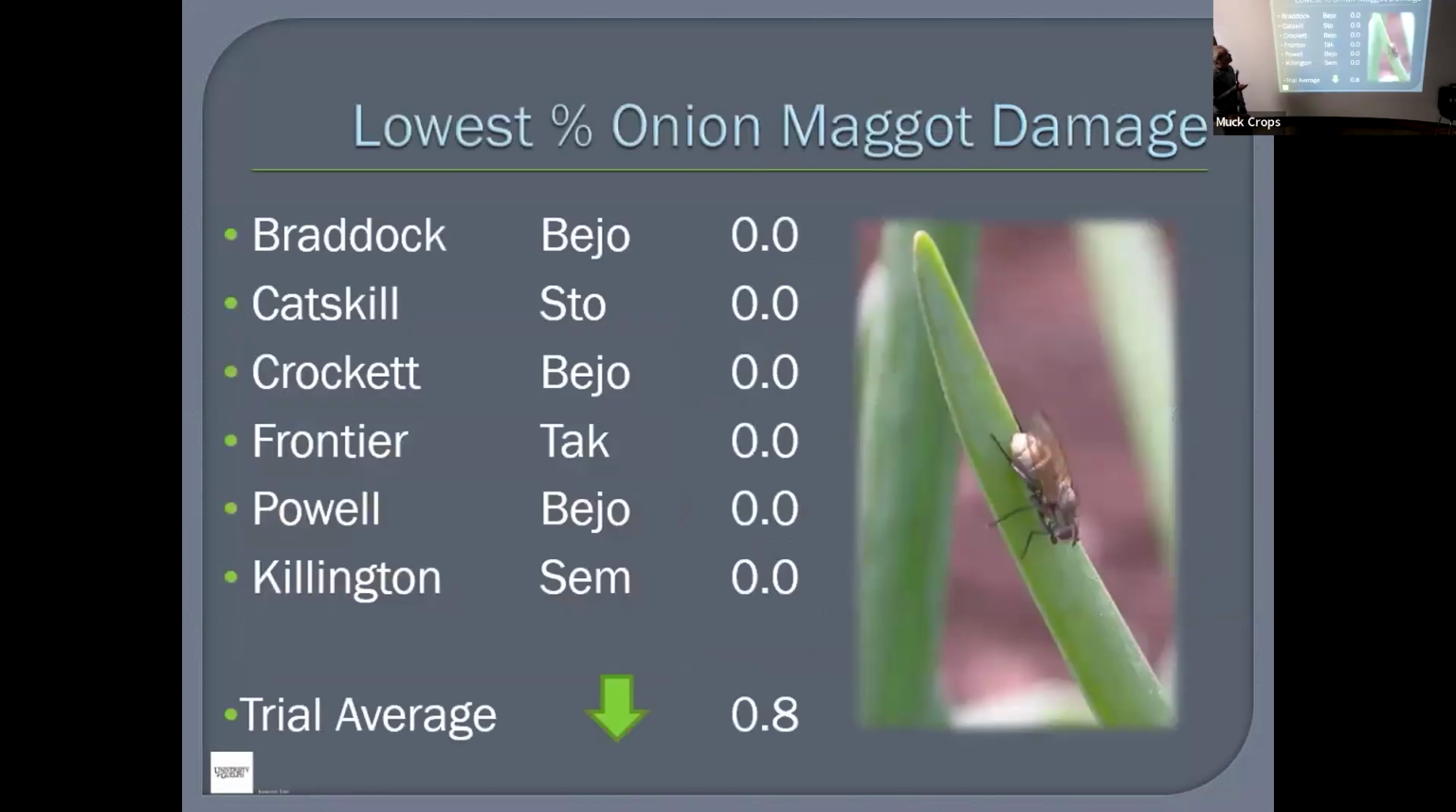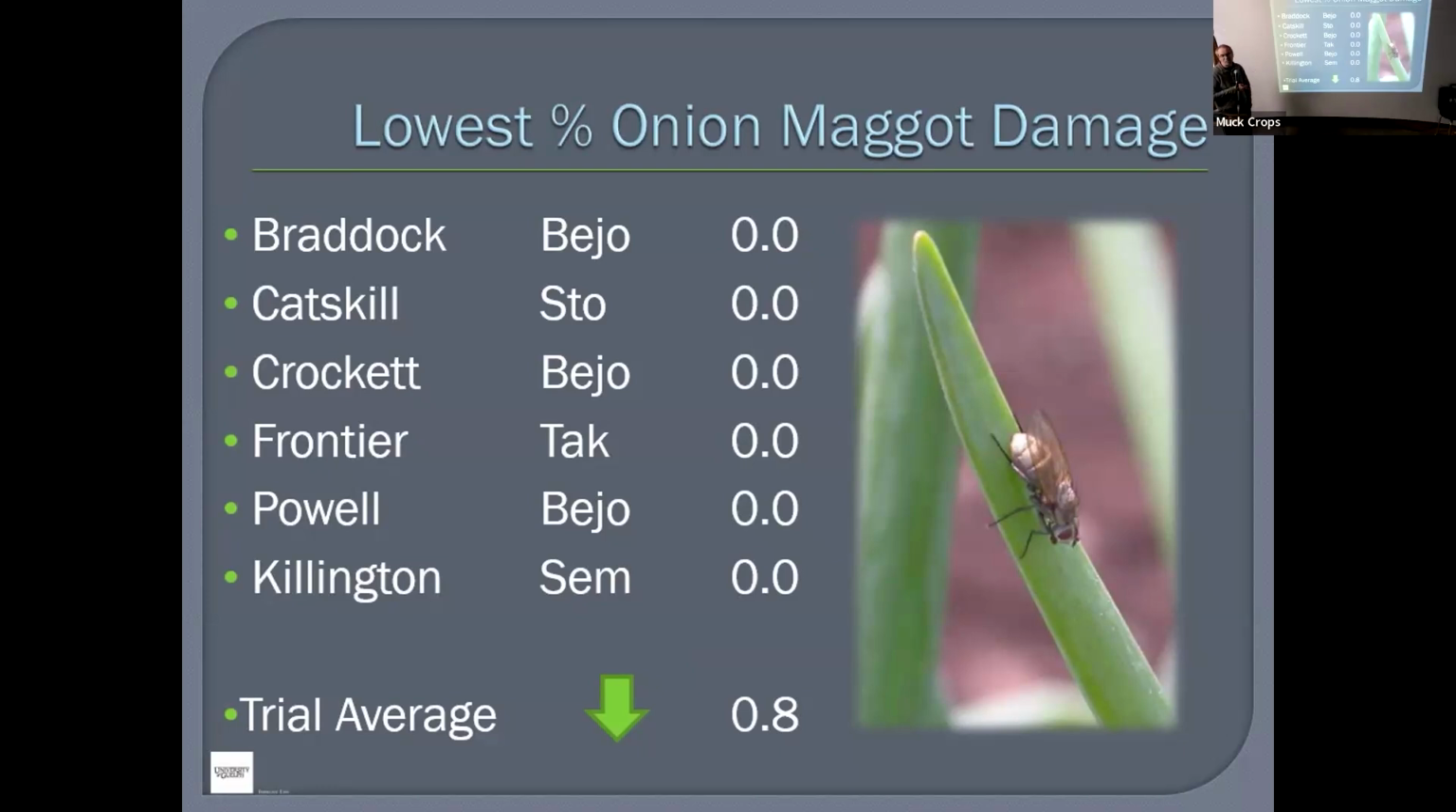Looking at onion maggot damage, trial average was, again, only 0.8% damage. When we're doing that, we're taking the onions that we've taken out of the field and looking at them. We're not only looking at an onion that's completely unmarketable, we're even looking for pinhole marks from the onion maggots, any type of feeding. So this year, the numbers were really, really low.